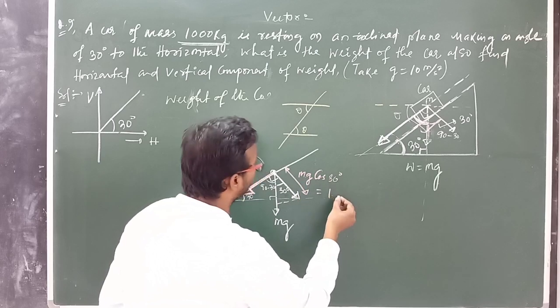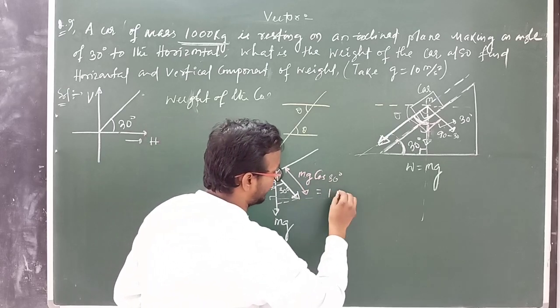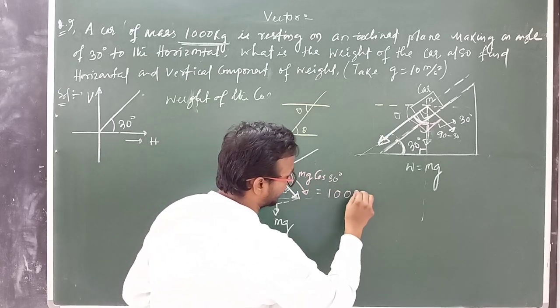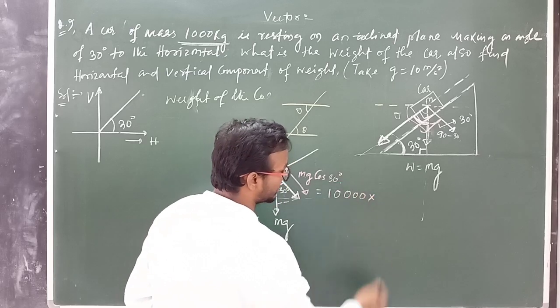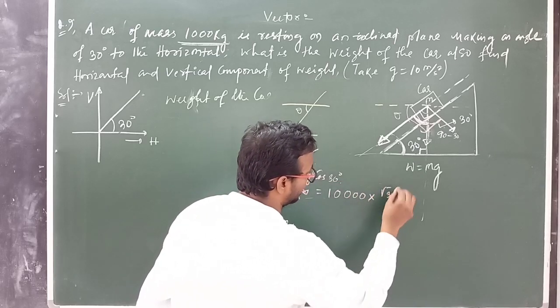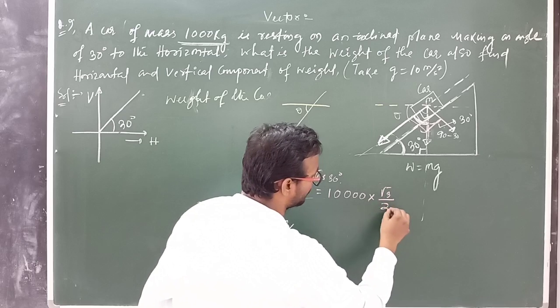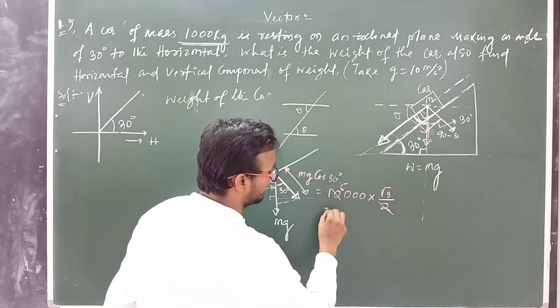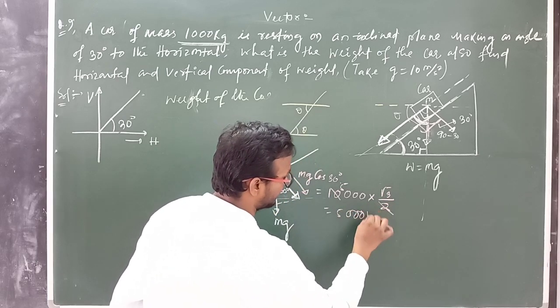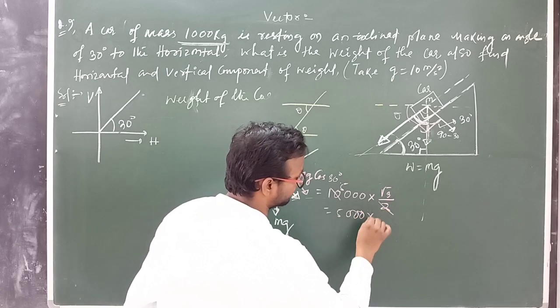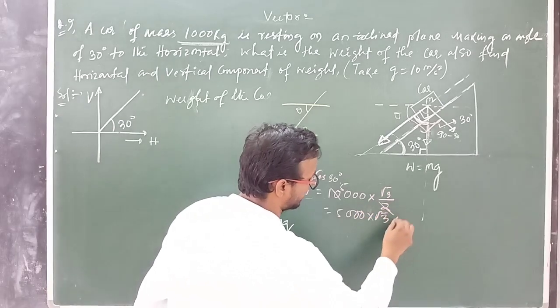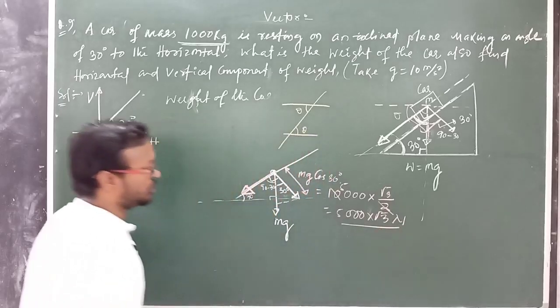So the value of mg we already found, that is 10,000 into cos 30, and its value is root 3 by 2. If we cancel, then 5,000 into root 3 Newton. This is one component.